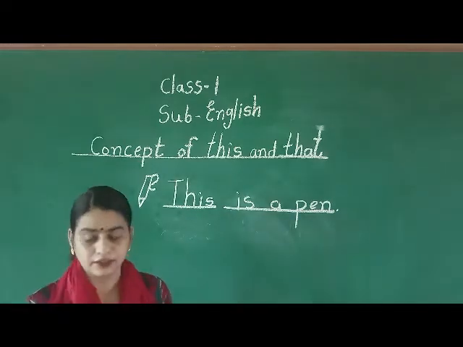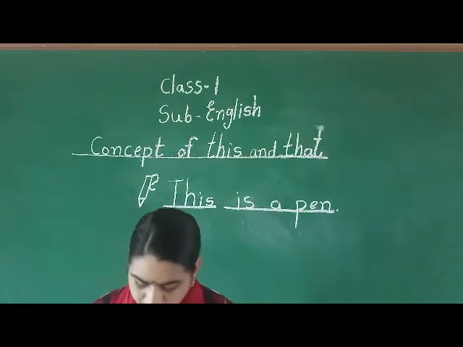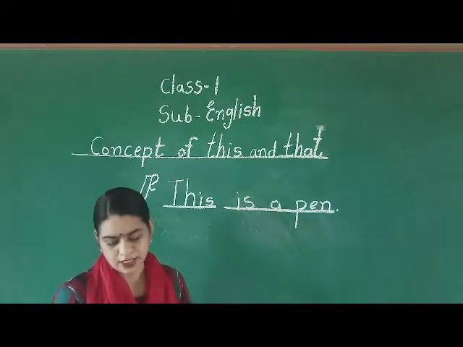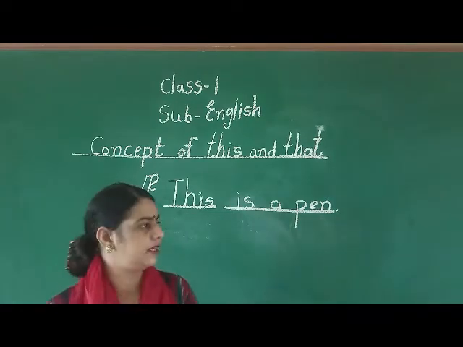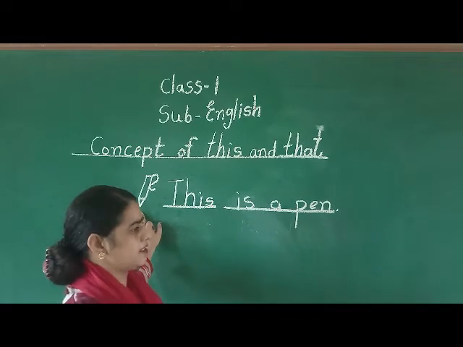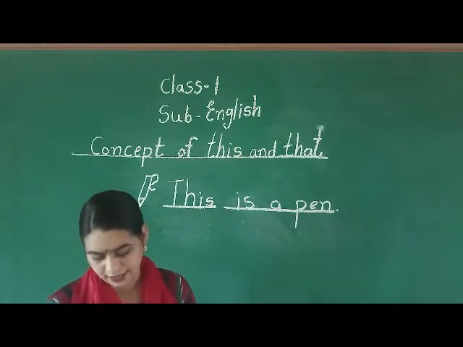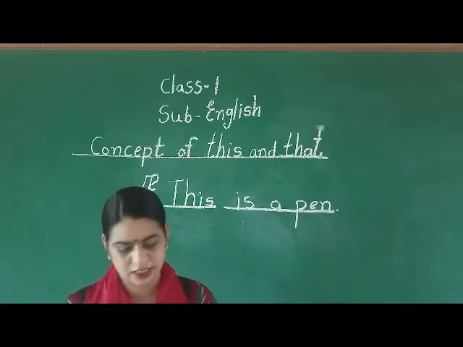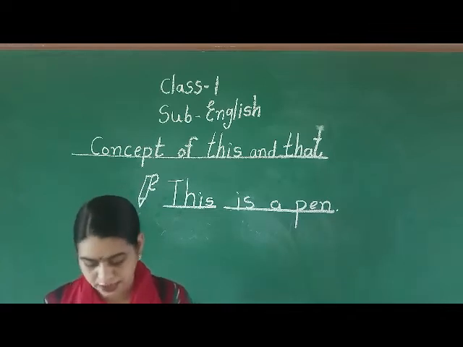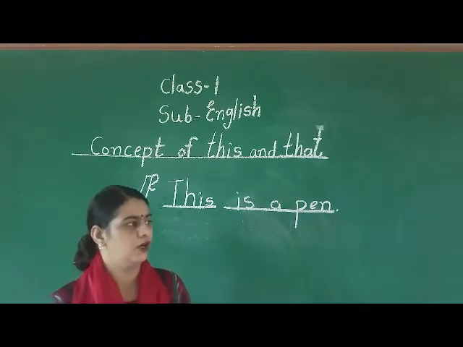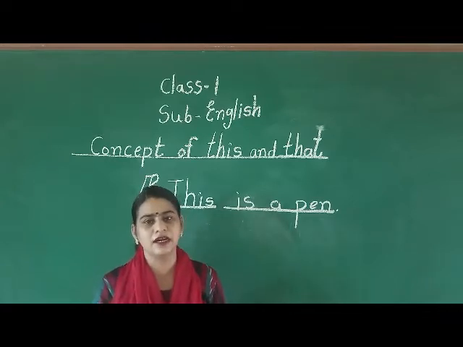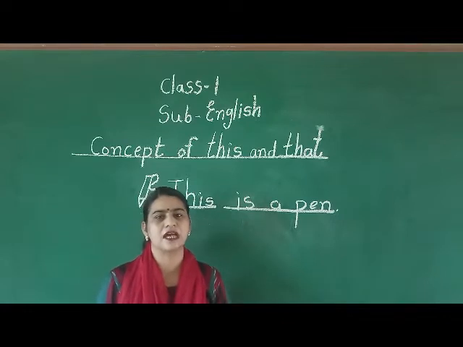Now read this. This is used to indicate one person, place or thing near to us. I already explained when we use this. We use this to indicate one person, place, thing nearby us. Like this pen is here and it is nearby us, so we will use this is a pen. Similarly, if things are more than one, then we will use these. These is used to indicate more than one person, place and things near to us. So we say these are girls, or these are pens, these are bats.